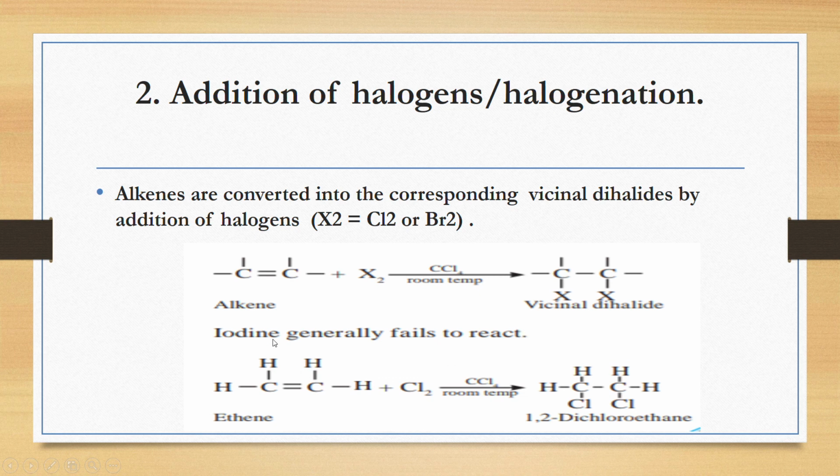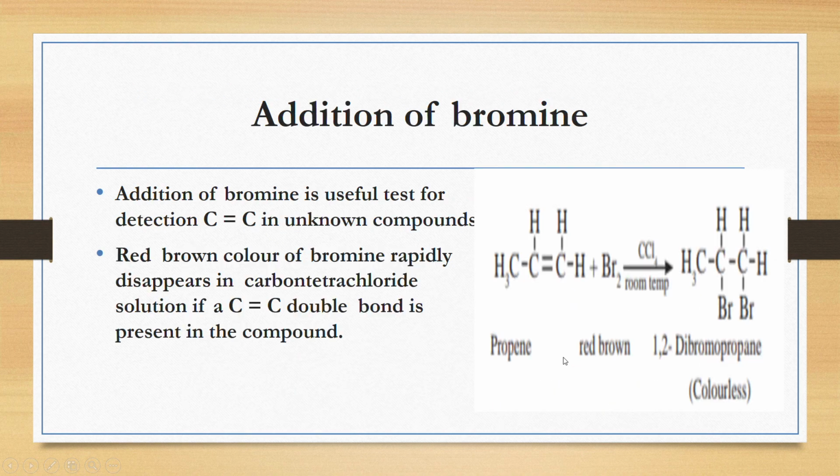Here is the example of addition of chlorine to ethene. Double bond is converted into single bond and each carbon will take up one chlorine. So we got the product 1,2-dichloroethane. Iodine generally will fail to react. Addition of bromine will take place in the same manner. This is a very useful test for detection of carbon-carbon double bond in unknown compounds.